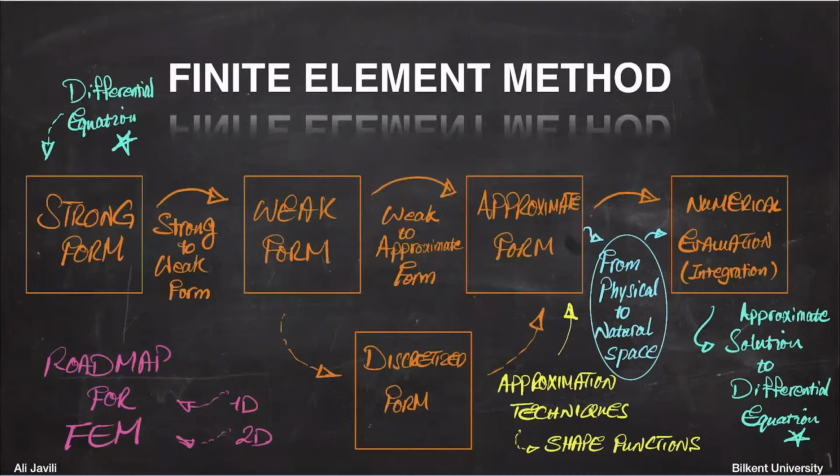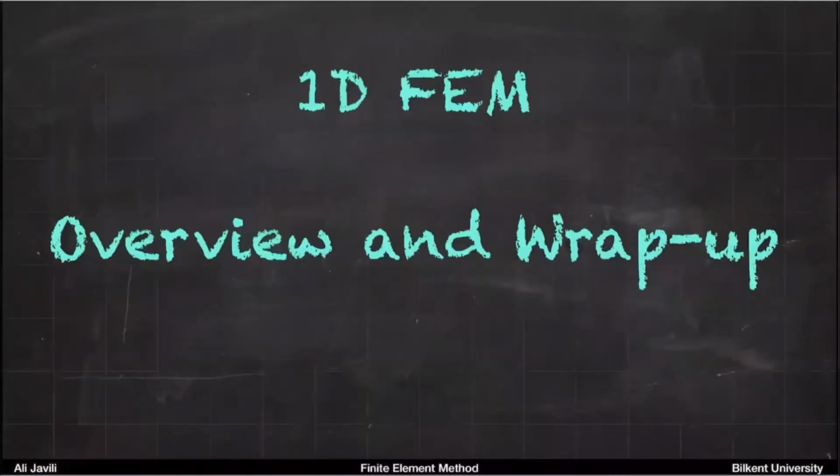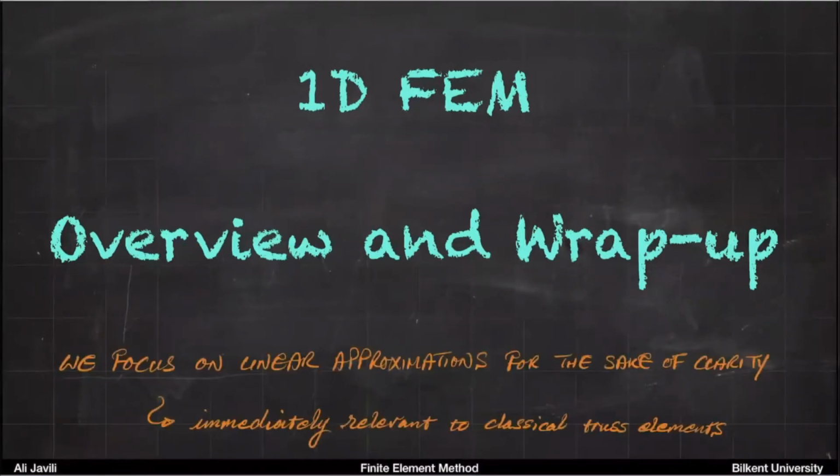And now, based on what I just mentioned in a summary, these stations are hopefully, for the last time, very clear to you. So what we want to do now is to have a short overview and wrap up of the one-dimensional finite element method. For simplicity, we focus on linear approximations for the sake of clarity here. But this is not too bad because it is immediately relevant to truss elements. Usually when you talk about truss elements, you talk about these linear, nice one-dimensional elements that we also learned in ME231 before too.